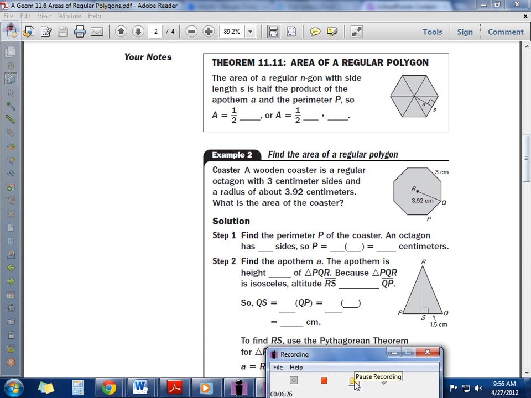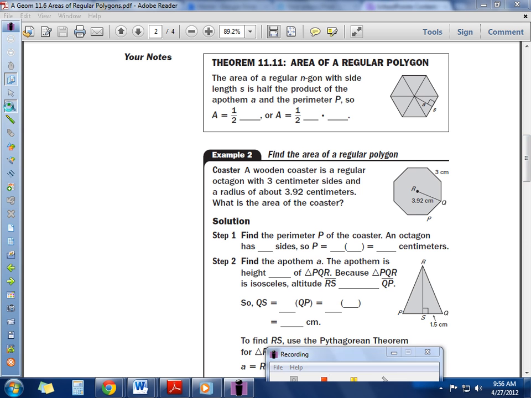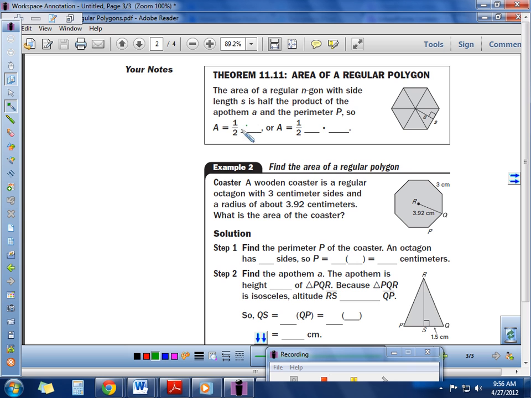Now it's time to start talking about the formulas for these regular polygons. There are two formulas. The first one we're going to talk about is 1/2 apothem times the perimeter of the whole shape. That's little a, big P. Apothem times the perimeter. That can kind of be simplified to this.